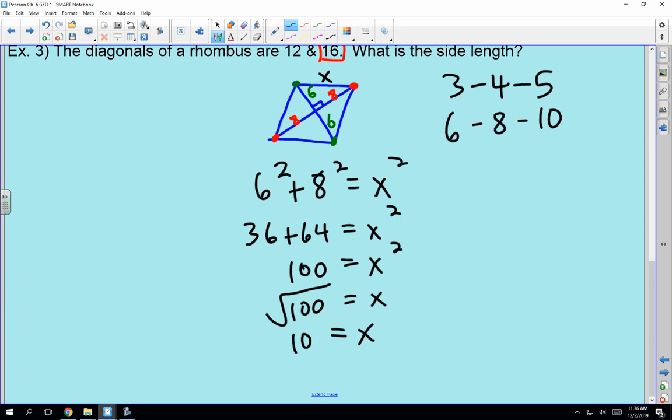If you can recognize those triples, I think a lot of the problems that they ask in worksheets and things like that involve some of these triples. If you can recognize those, it'll avoid having to do the Pythagorean theorem. All right.